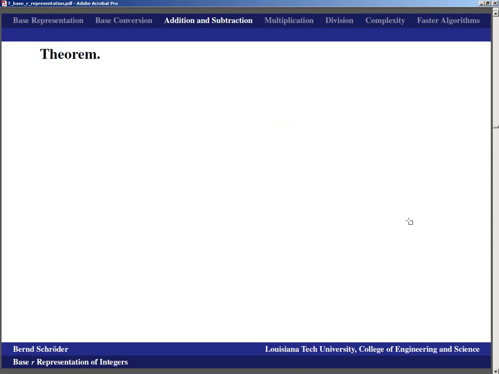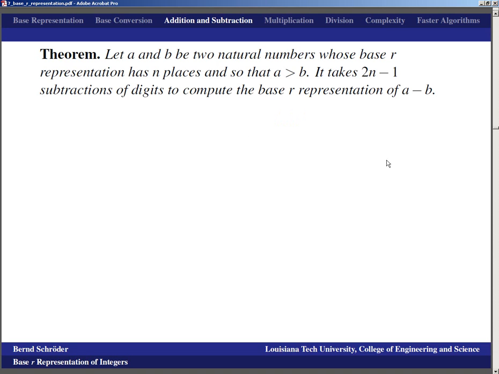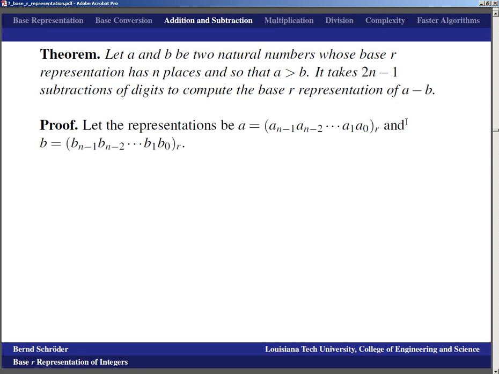Okay, I think we're now looking at subtraction. If you've got two natural numbers whose base R representation has n places, and so that a is greater than b, then I claim it takes 2n minus 1 subtractions of digits to compute the base R representation of a minus b. How does that go? Well, we take the representations just as before, and then a minus b is the sequence of digits minus the other sequence of digits.